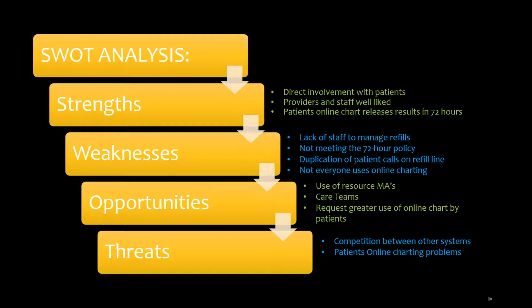Opportunities we have, well, we could use some resource MAs, we could form care teams within our office, and we could request greater use of the online charting system by our patients. Some of our threats we got to watch out for: competition between other systems, other hospital systems, and then we might have issues with the online charting system itself.